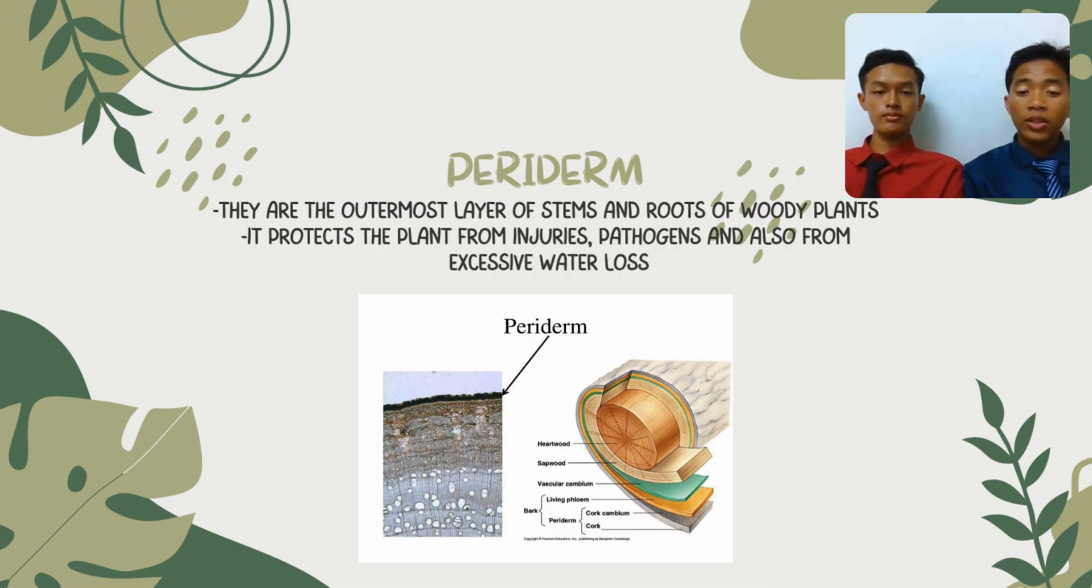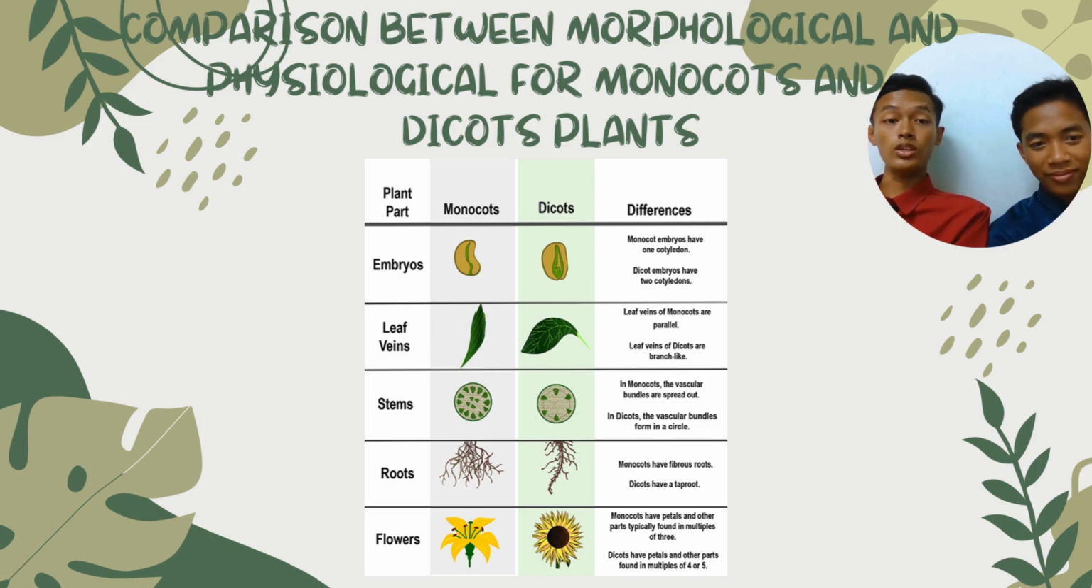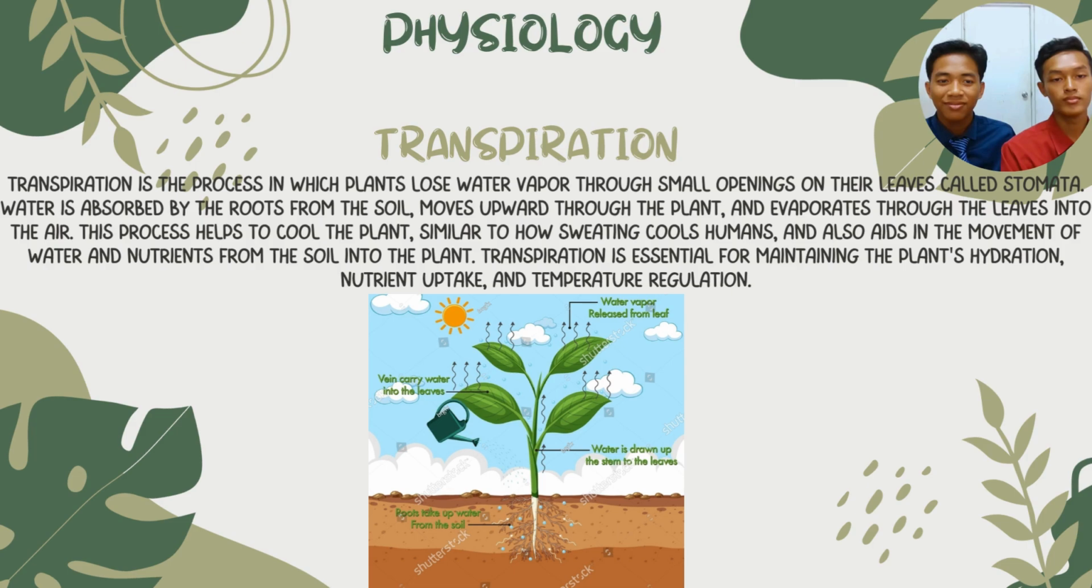And the next one is periderm. They are the outermost layer of stems and roots of woody plants. It protects the plant from injuries, pathogen, and also from excessive water loss. And for the comparison between morphological and physiological for monocots and dicots plants, they have five plant parts, such as embryos, leaf veins, stems, roots, and flowers.